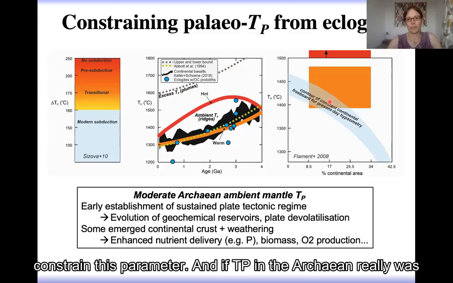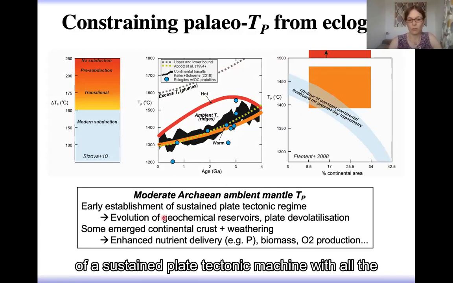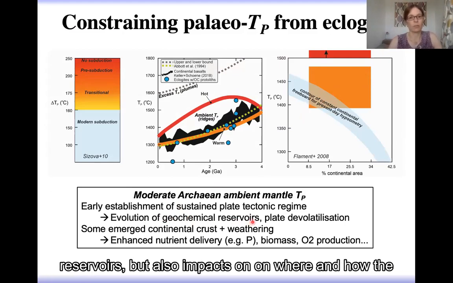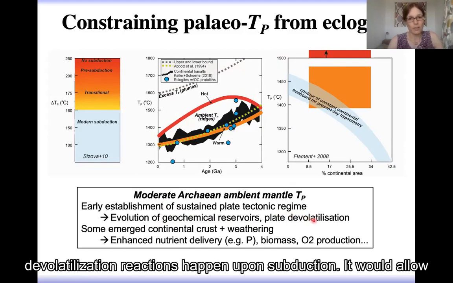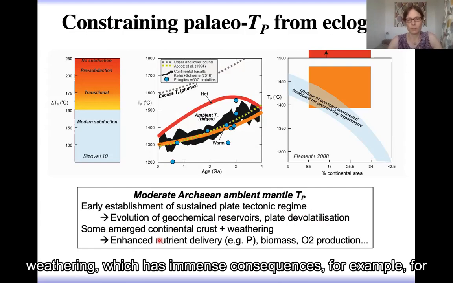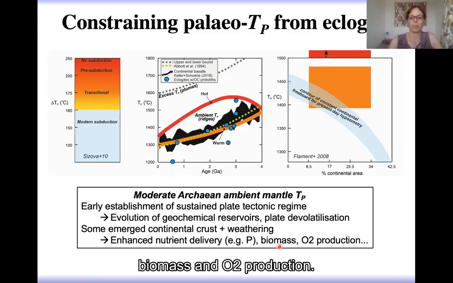And if TP in the Archean really was moderate rather than hot, it would allow early establishment of a sustained plate tectonic regime with all the consequences, such as the evolution of the geochemical reservoirs, but also impacts on where and how devolatilization reactions happen upon subduction. It would allow for some emerged continental crust and therefore continental weathering, which has immense consequences, for example, for enhanced nutrient delivery to the oceans, which then affects biomass and O2 production.